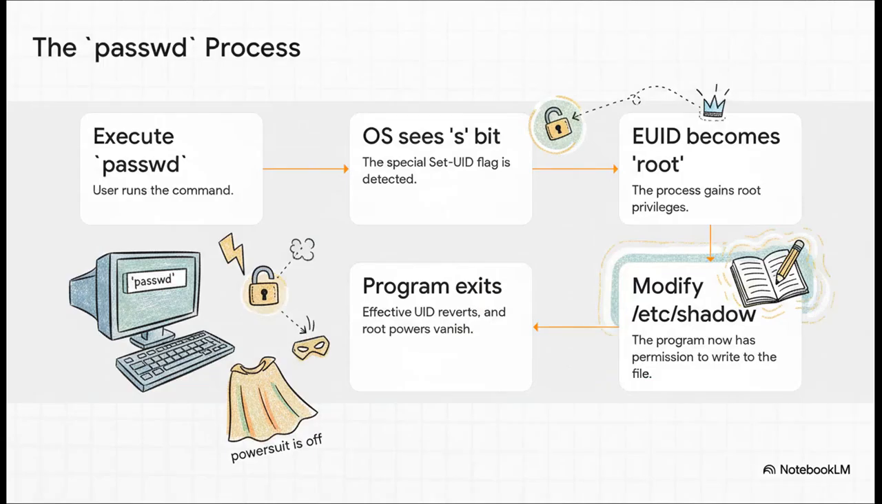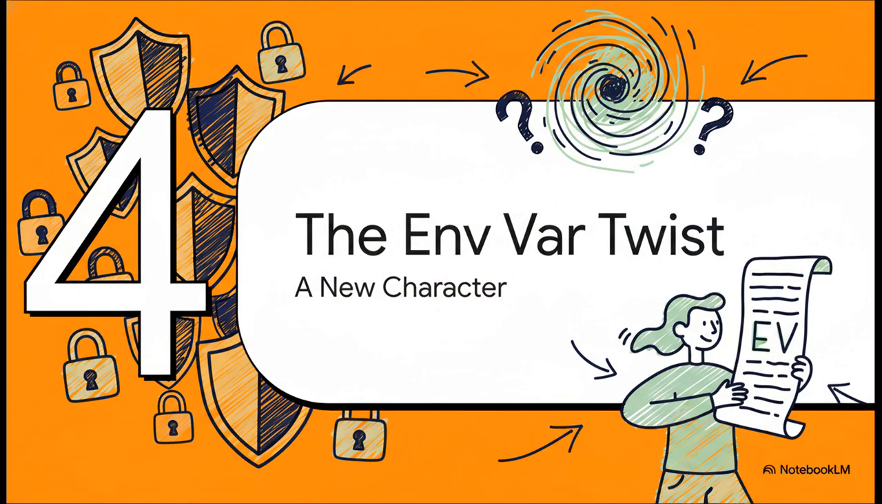So let's walk through it. First, you type passwd. The operating system sees that special S on the file. It then sets your real UID to you, but it sets your effective UID to root. Now, since you're effectively root, the program is allowed to modify the /etc/shadow file, and as soon as it's done, the program exits, and your effective UID instantly flips back. Poof, the power suit is off. This is a beautifully secure system, right? But just when we think we've got it all figured out, a whole new character enters the story, and it adds this fascinating layer of complexity.